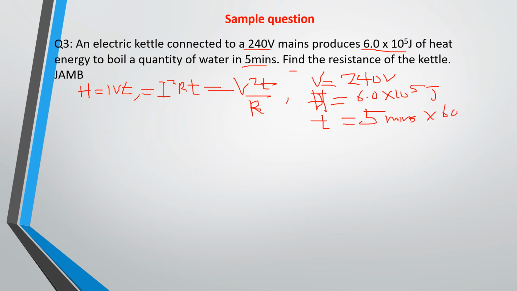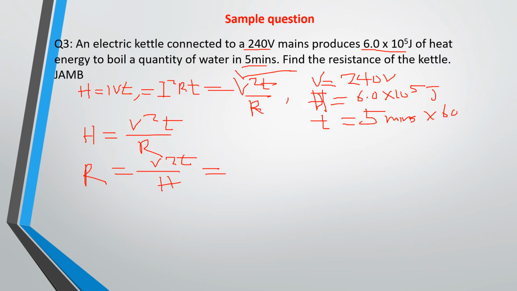Fine. So here they are asked to find resistance. So which of these equations, now 1, 2, 3, applies? I think it should be the third one. So this one applies. So taking that one, write that H, heat energy, is equals to V squared times time all over resistance. So we'll make R the subject so that we'll have V squared times T all over H. So we substitute into this equation.